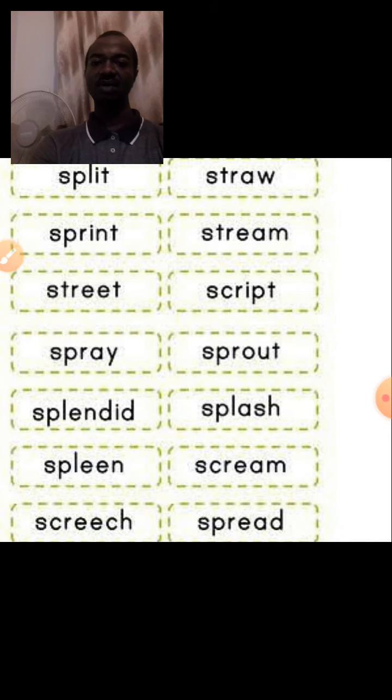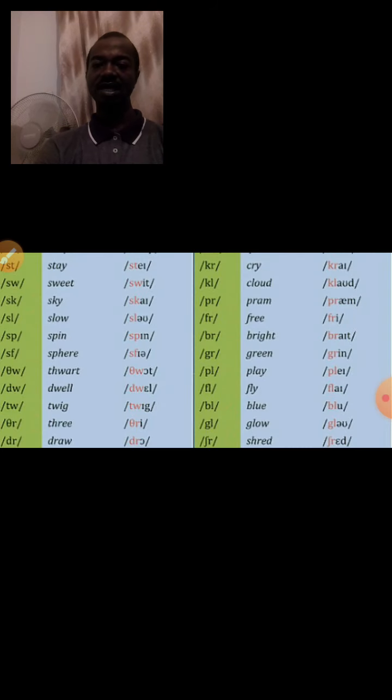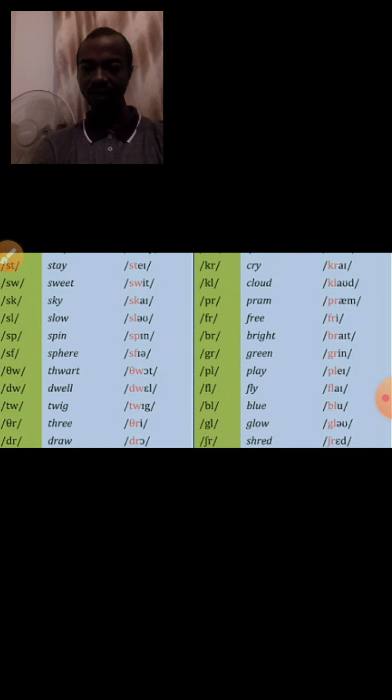So you have some other words here. These ones are also in the category of three-letter clusters. You have split, you have sprint, you have street, you have spray, splendid, spleen, screech, straw, stream, script, sprout, splash, scream, spread. So yeah, I have a list of words.